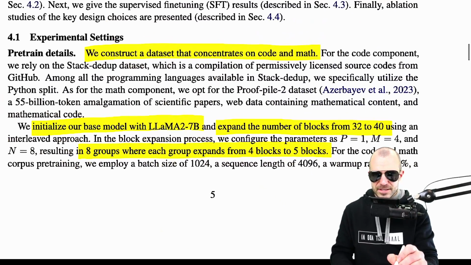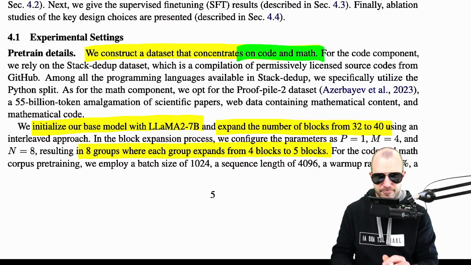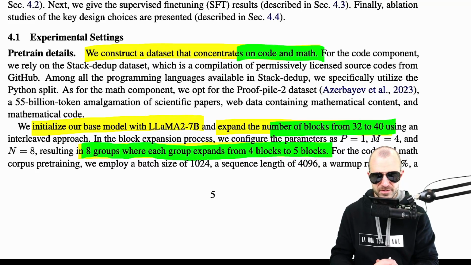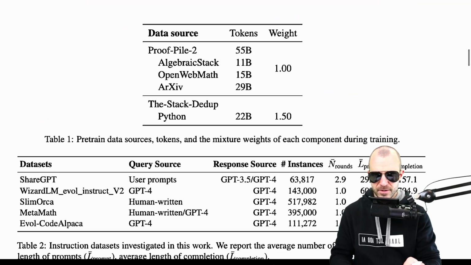We construct the data set of code and math. Expand the number of blocks from 32 to 40. So there's 8 groups, where each group expands from 4 blocks to 5 blocks. Good. So here you can see the data source. This is math data and coding data.